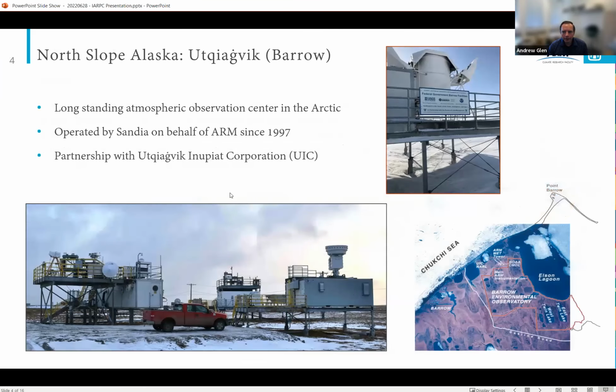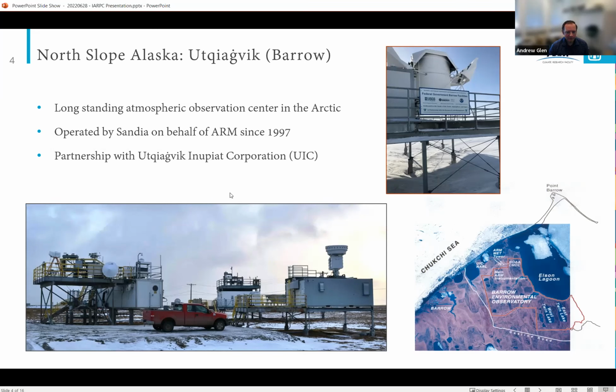So for those that don't know, this is basically what the site looks like currently. So we've got a number of containers that are elevated up on platforms. Most of these containers have been around since 1997. We've done some upgrades, and I'll talk a little bit to what some of our upcoming upgrades are going to be.